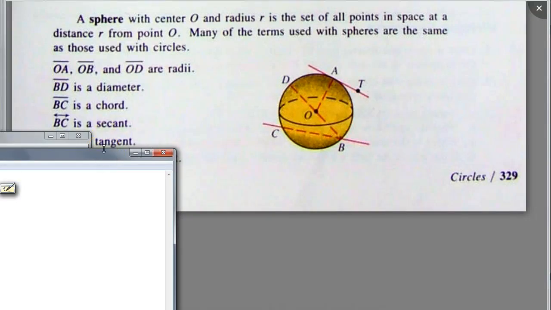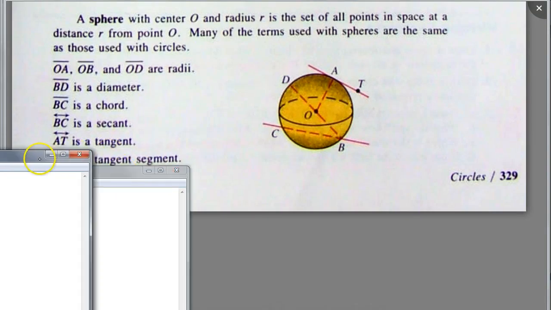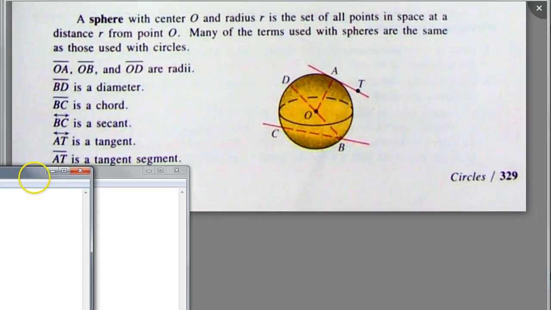Here is tangent. Who can tell me a tangent of this sphere? How about Youngwoo? Say it again. AT. And when we say tangent, is it a line or a segment or a ray? Line. If you say tangent, we just mean line. But what if I ask you for a tangent segment of this sphere? How about David? AT will be the tangent segment, right? Segment AT. Would you not agree? Doesn't that hit the sphere only once?